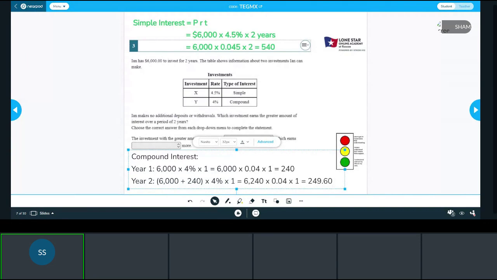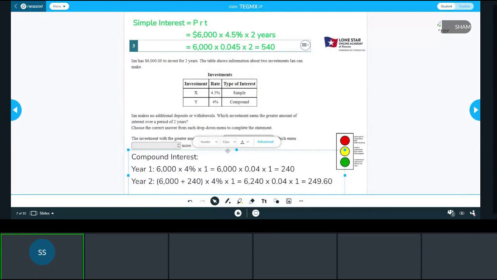Why? Because the amount in year 2 is greater on which we are earning interest, right? No longer 6,000, it is 6,240. This is what makes the difference between simple and compound interest. In simple interest, every year you're earning interest on the $6,000. In compound interest, the previous year's interest adds to the principal, and then you earn interest on that whole thing. And again, it ends up to be greater.